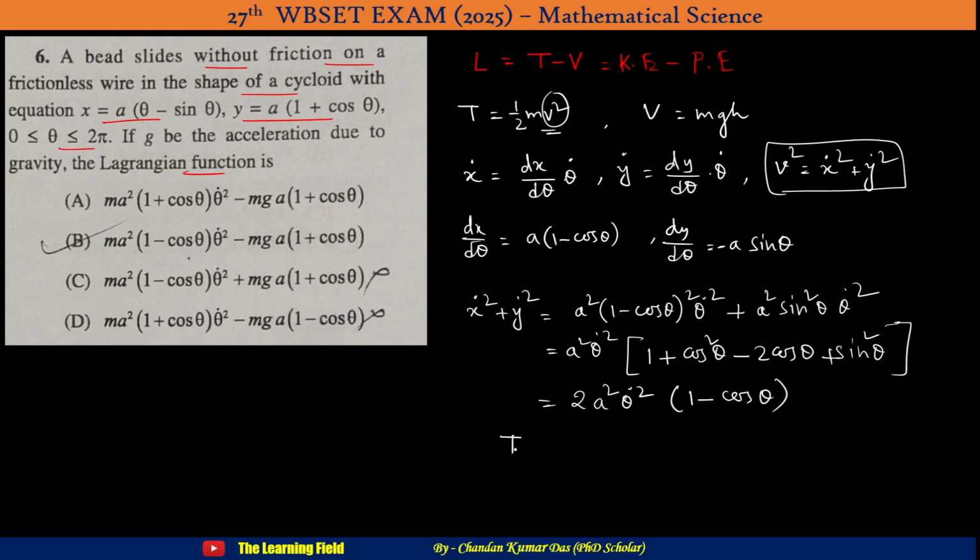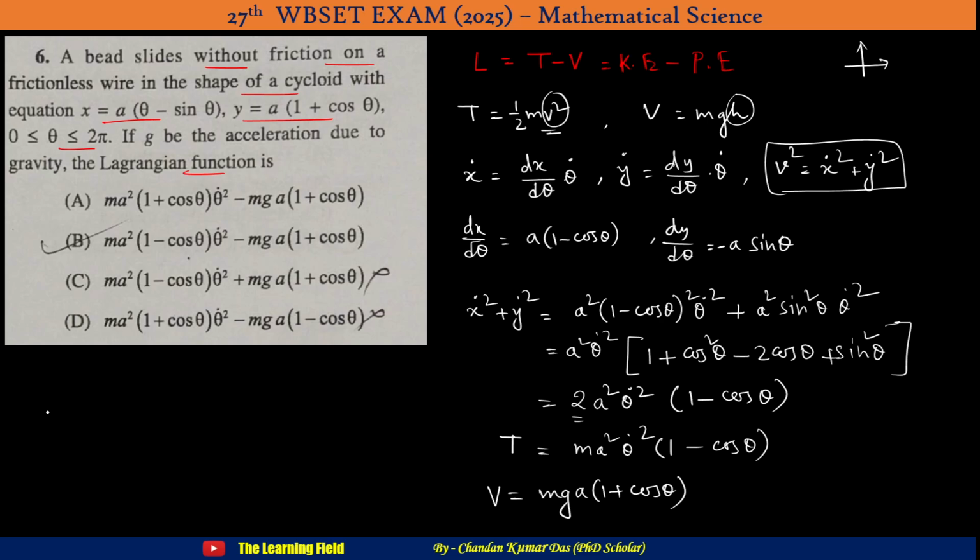So what is the value of T? T equals half m, cancel from here, so m a square theta dot square into (1 minus cos theta). This is the T. And what is V? Simply V equals m g h. H means the height, and since this is an xy plane, y gives our height. So m g h, h means y, and the value of y is a into (1 plus cos theta).